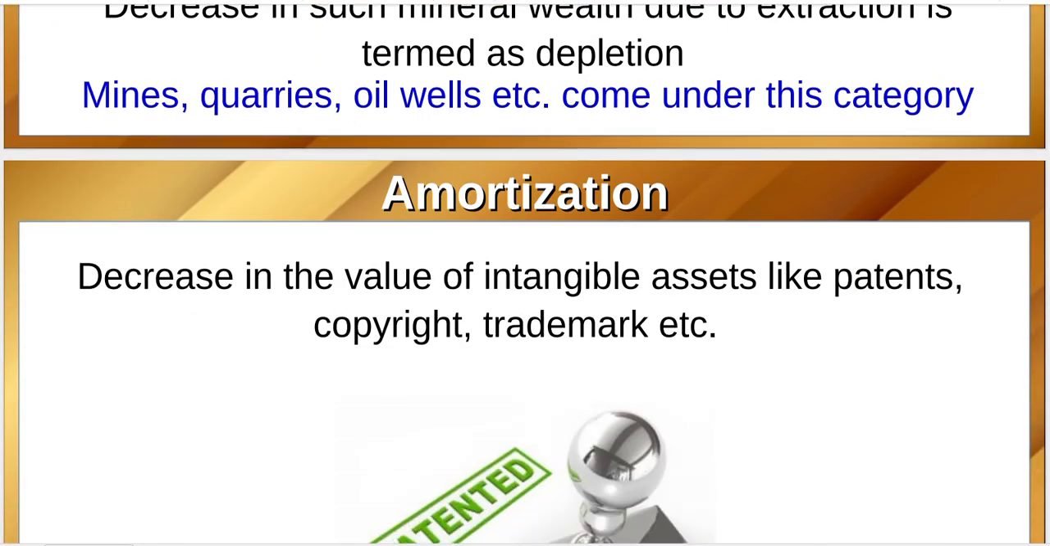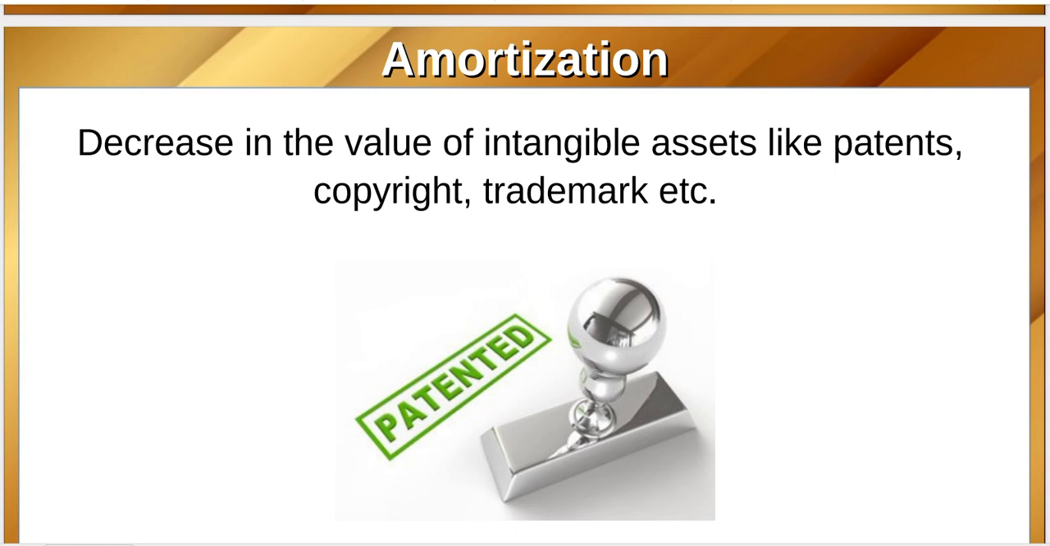Now amortization. As we use the term depreciation for tangible assets, we use the term amortization for intangible assets like patent, copyright and trademark. These assets come for a certain period of time and after that we need to renew them. So as their value gradually reduces and the time period reduces, this is known as amortization.